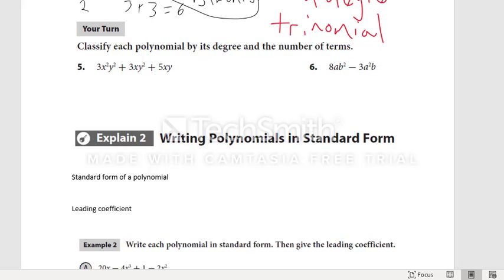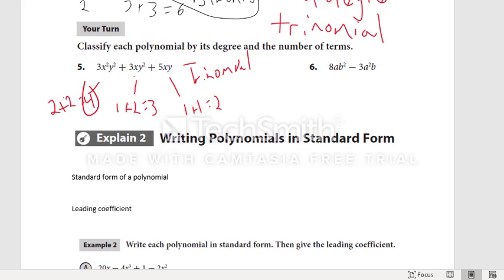All right, this is a trinomial because it has 3 things added together. This 2 plus 2 is 4. 1 plus 2 is 3. And 1 plus 1, just adding the exponents, equals 2. The highest total is 4, so it is 4th degree.